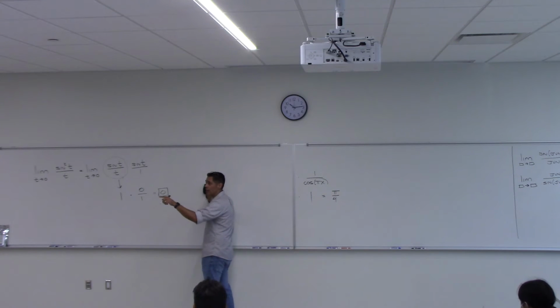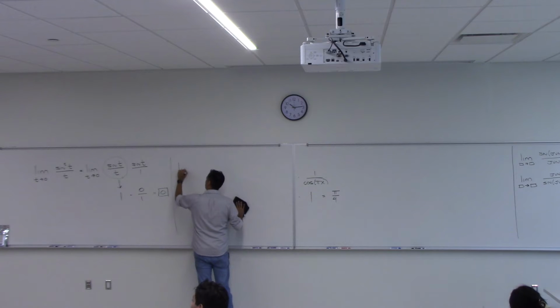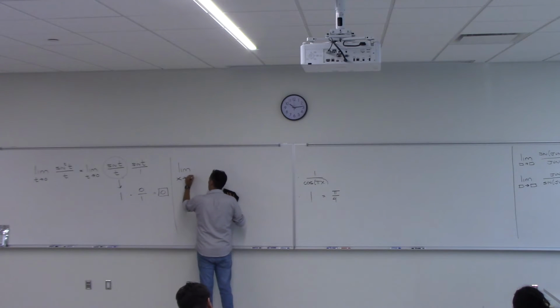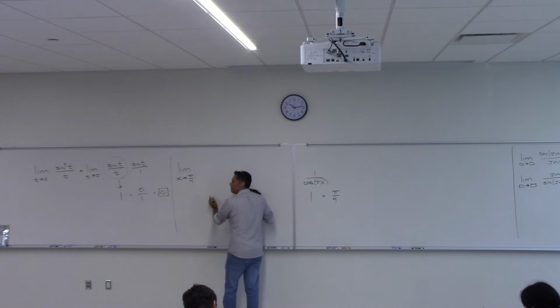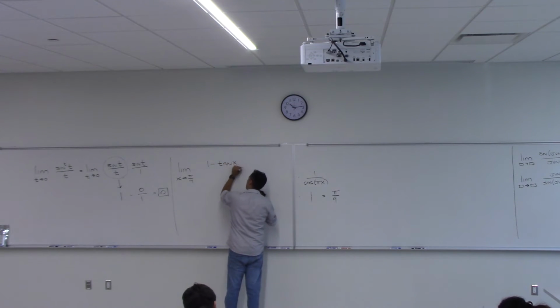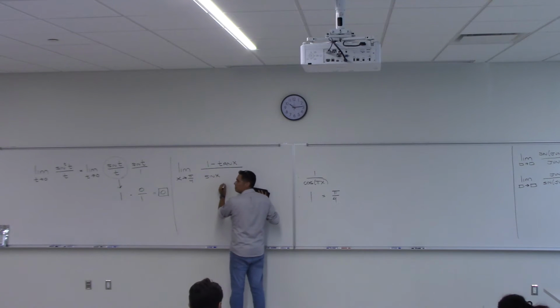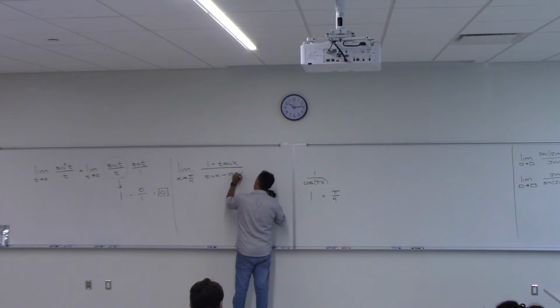All right, now let's do the next one. Next one was the F one. All right, limit as x goes to pi over 4. Okay, so that's already a problem. And then we have 1 minus tangent x over sine x minus cosine x.